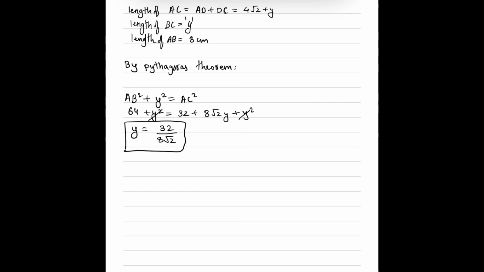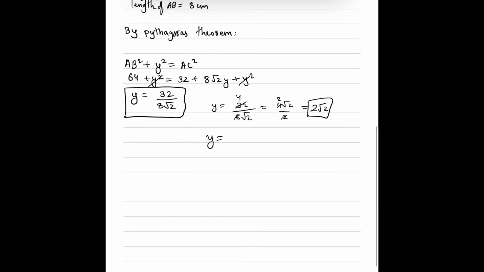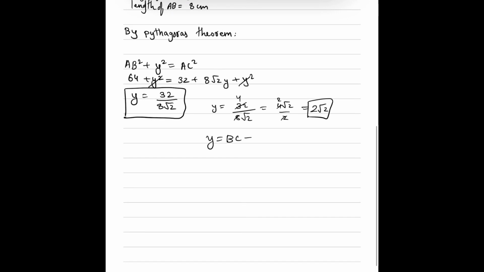This is our answer. We can simplify it as 4 by root 2, and by rationalizing we get 4 root 2 by 2, which is nothing but 2 root 2. This is the simplest answer we can get. Y is what the question has asked us, it was BC. BC is equal to 2 root 2 centimeters.